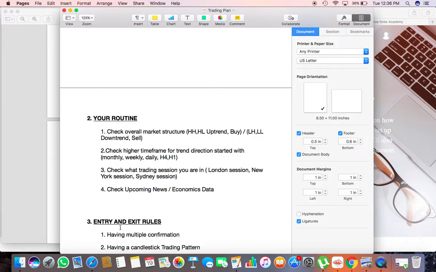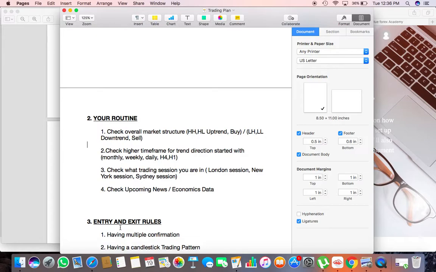Then you check what trading session you're in. This is just checking your time zone. From 8 a.m. to 4 p.m. is the New York session. From 3 a.m. to 12 is the London session. And from 6 in the afternoon to 2 a.m. is the Sydney session.